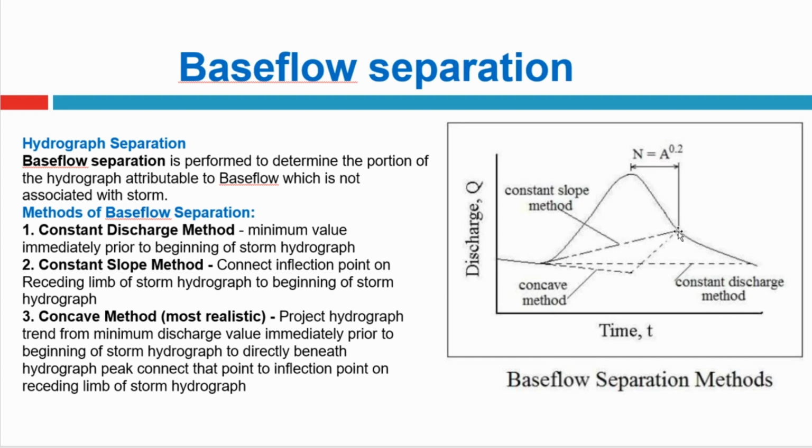Then what you do is, from your peak time, the time where you have the peak, from there you measure the number of days which you calculated. Then you drop the vertical line so that it touches the falling curve or recession curve, and you say this is your inflection point where your direct runoff becomes 0, from where the base flow will start. This line is connected to the beginning of the rising limb, so this becomes another method.